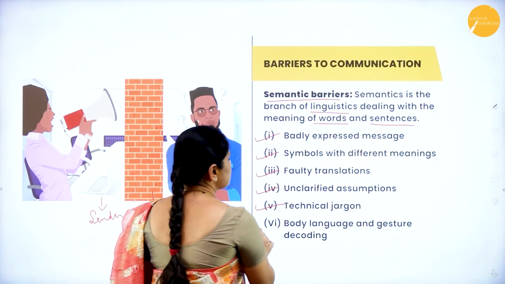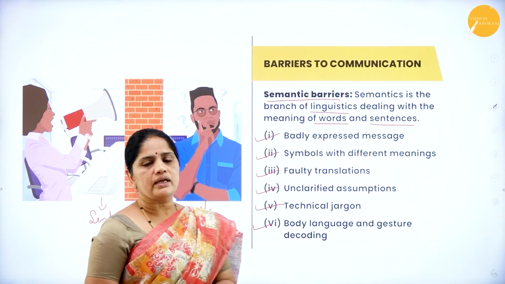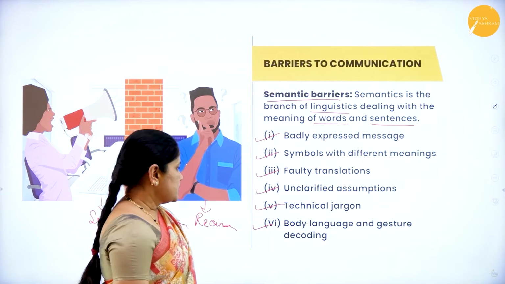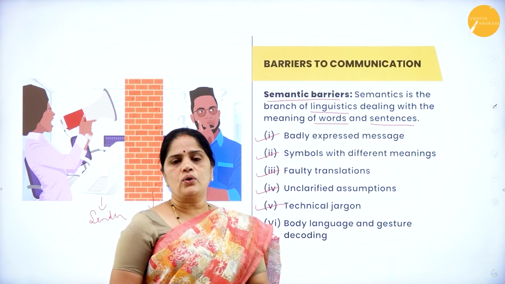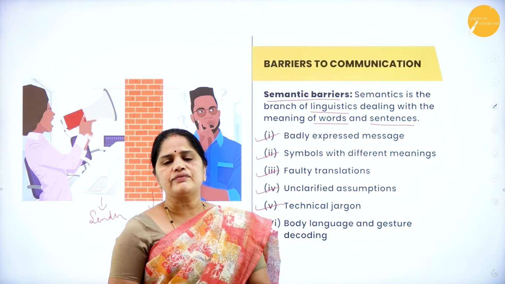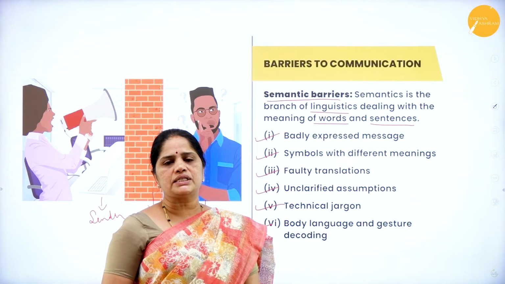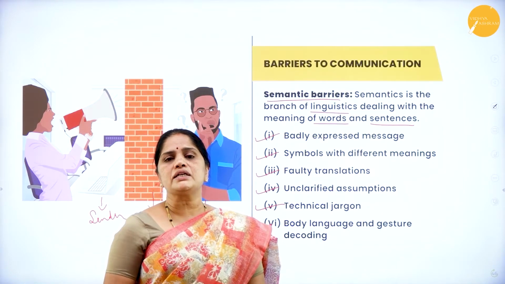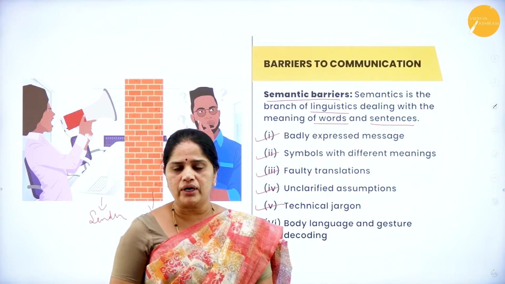And then the sixth one is body language and gesture decoding. Now, what is this body language and gesture decoding? In the last one, we should understand that whenever a person is communicating, he will be using his gestures, just the way I am using my gestures. The same way this communicator will also be using his gestures and he will have his own body language.